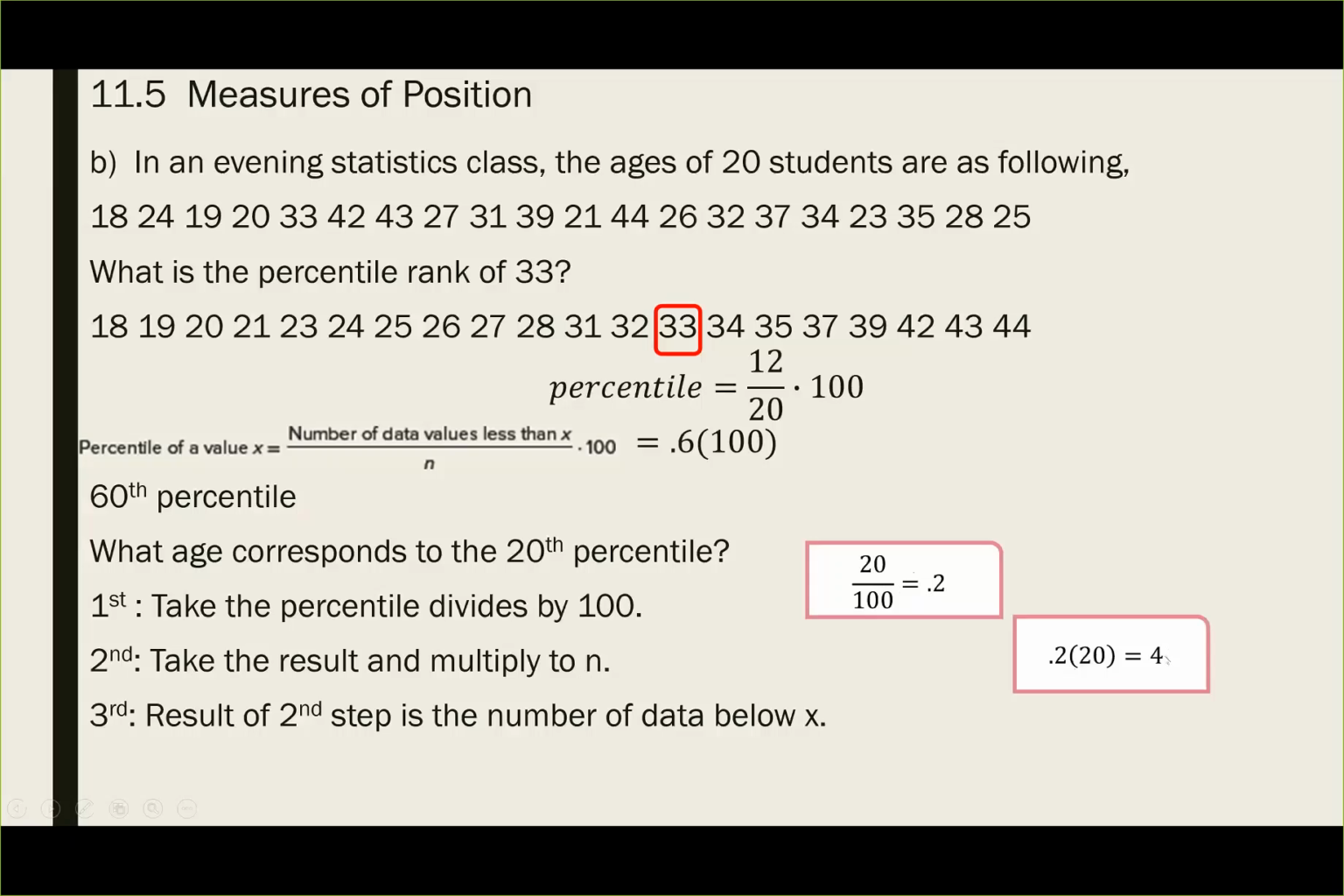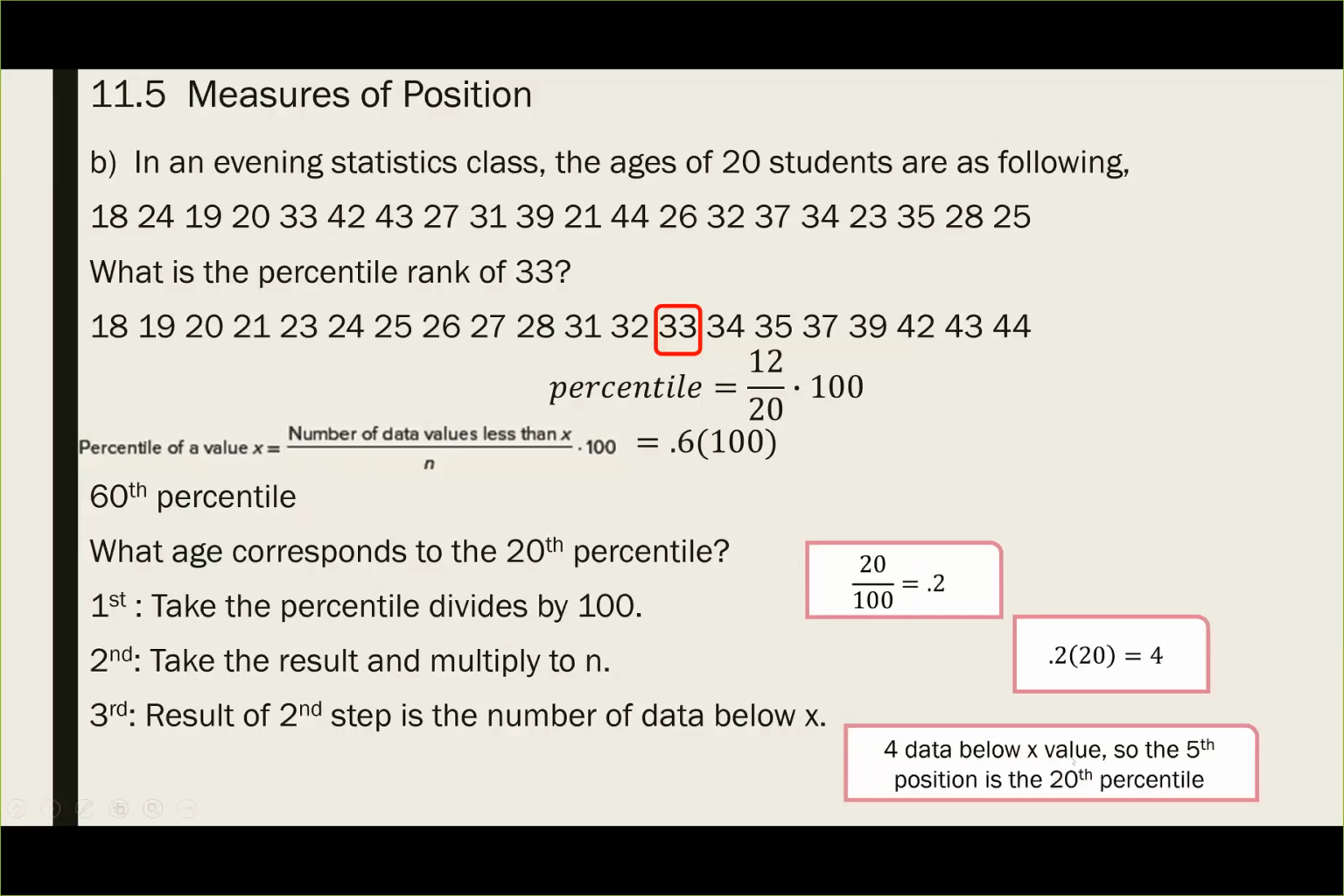Data below my given data, right? Because again, remember, the number less than that value. So the value is not at the 4 position. This is the number of data that have to be below X. What is X? Well, looking at this, there are 4 data below X. So the 5th position, the 5th position is the 20th percentile.